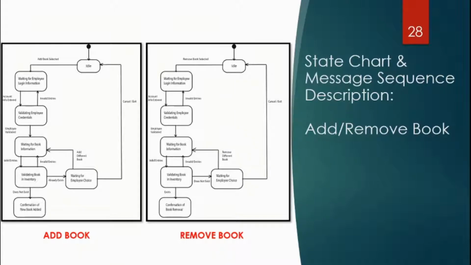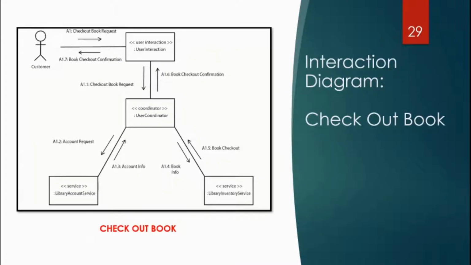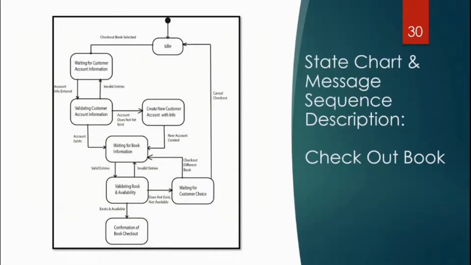As you can see, the states are shown as rounded rectangles. Arrows indicate the transition from state to state, and the text next to the arrows depict the actions or events that trigger the transition. This is the interaction diagram associated with the checkout book use case. And this is the state chart associated with the checkout book use case.